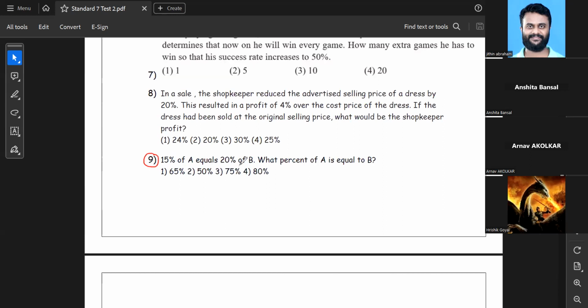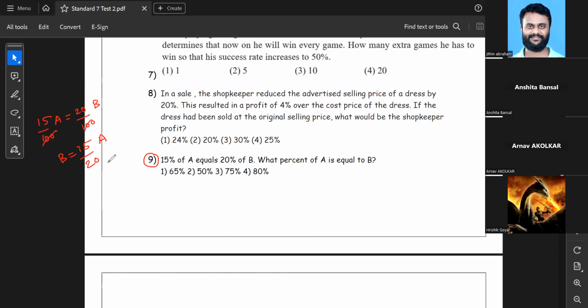15% of A equals 20% of B. What percent of A is equal to B? So what they have said is 15% of A, percent is divided by 100, is equal to 20% of B. Now the question is, what percentage of A is equal to B alone? So you will have to make B alone, okay? So let's cancel this hundreds from both the sides. When I take B alone, I will be having 15 upon 20A.